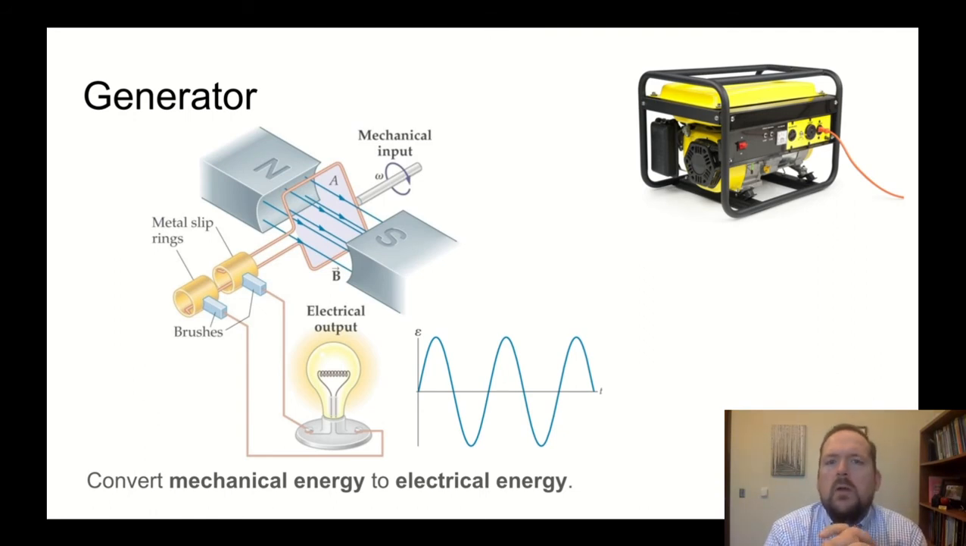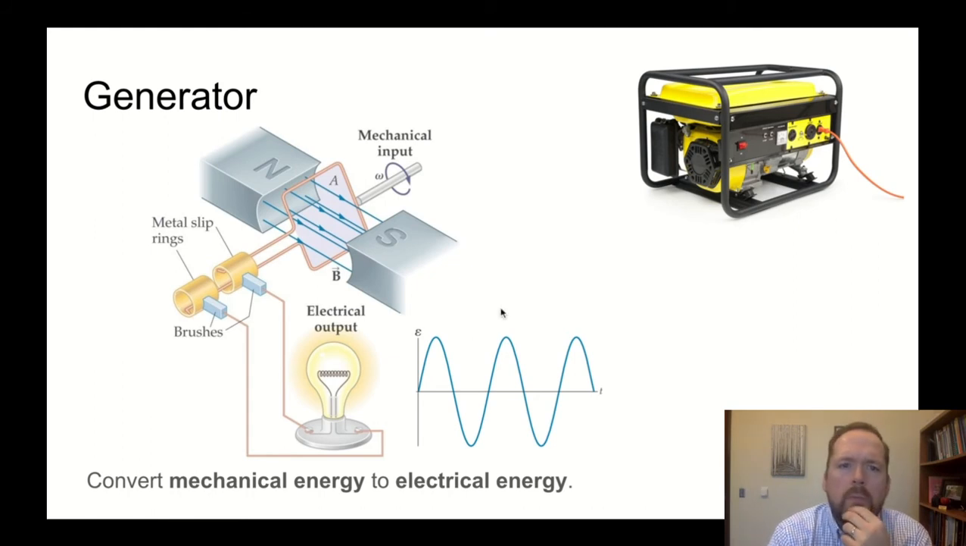So a generator is a device that converts mechanical energy into electrical energy. If you've ever used a generator in a storm or anything like that, you burn gas in an internal combustion engine that produces motion, but that motion in turn produces electrical current coming from your generator.